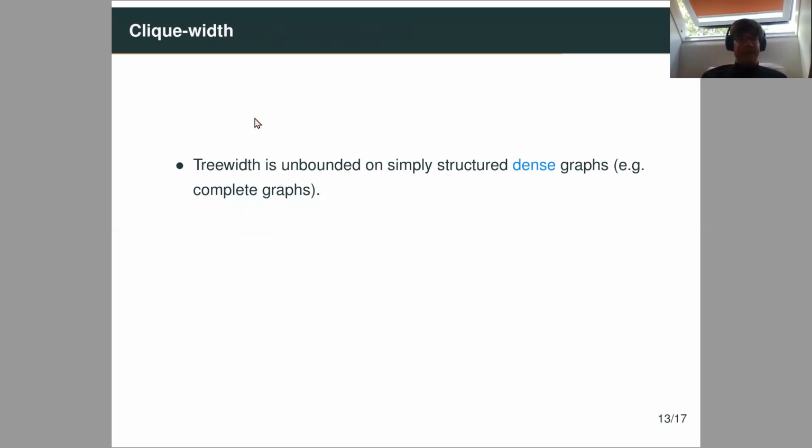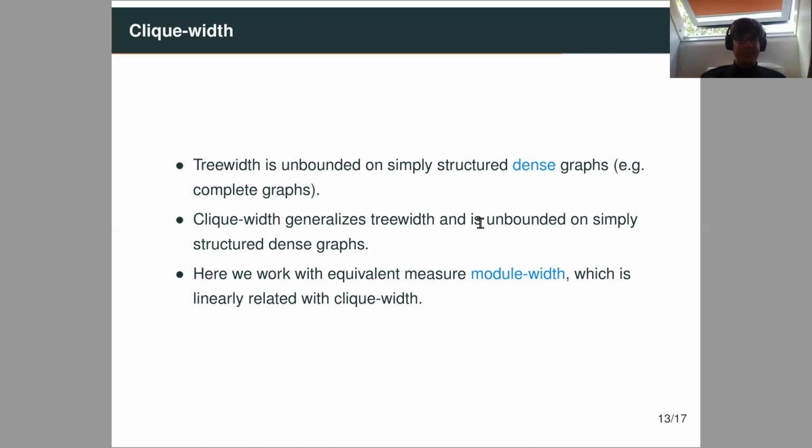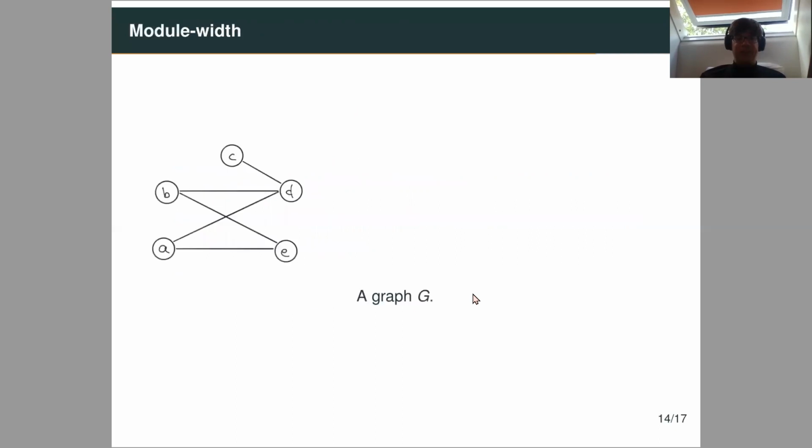Tree width is unbounded already on very simply structured dense graphs, such as complete graphs. And clique width generalizes tree width, and it remains bounded. Sorry, here it says unbounded, and it is bounded on simply structured dense graphs. Now, in our algorithm, we work with the equivalent measure module width, and this is linearly related with clique width, meaning that obtaining results for module width is pretty much the same as obtaining results for clique width.